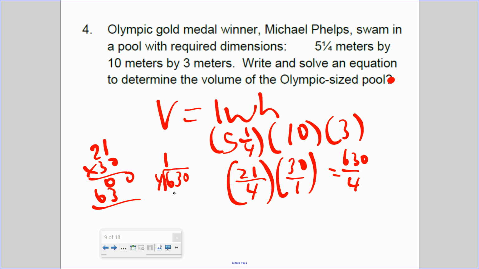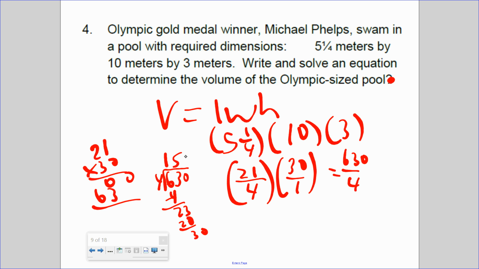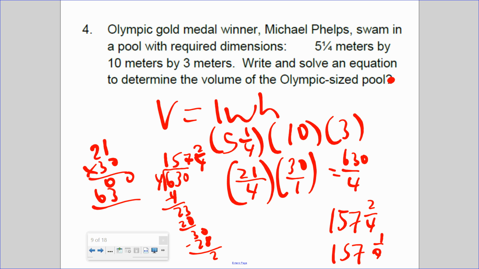It goes in 1 time, 5 times. 4 goes in 37 times. So we have 2 left. So it's 157 and 2/4, or I can say 157 and 1/2. You could do it that way. Some of you may prefer, which I'm okay with, turning 5 1/4 into the decimal 5.25 times 10 times 3, and you'll get 157.5.